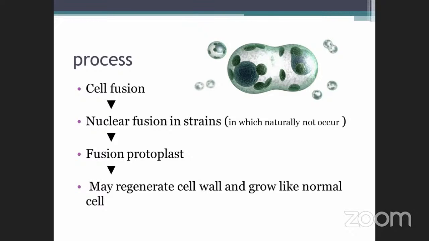The process is very easy. You select the two protoplasts to be fused. Nuclear fusion occurs in the strands. The fused protoplast may regenerate the cell wall and grow like a normal cell.